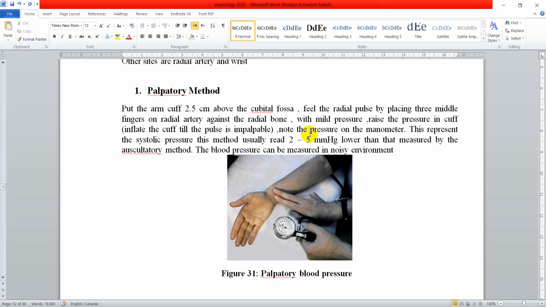Sorry, with mild pressure, raise the pressure in the cuff, inflate the cuff till the pulse is impalpable. The purpose of putting the cuff in this place is to stop the flowing of blood. The pulse becomes impalpable, meaning we can't feel it.